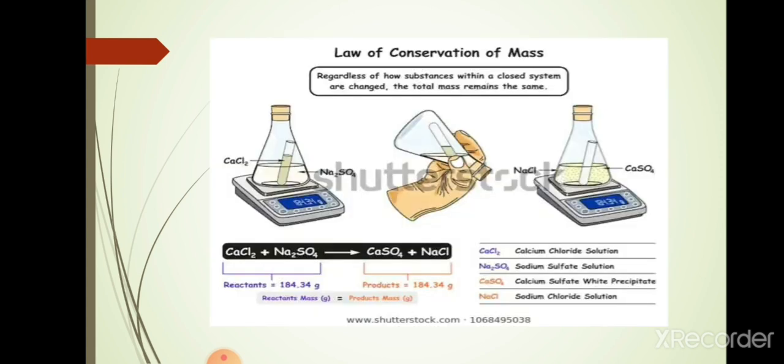And if we take an example of a chemical change, take some calcium chloride in a test tube and sodium sulfate solution. Weigh them and mix them up. We can see a white precipitate of calcium sulfate along with the solution of sodium chloride. Weigh them again. Now we can see that the mass of the reactants and the products are same. Hence we can say that matter is neither created nor destroyed. This law is also called law of indestructibility of matter.